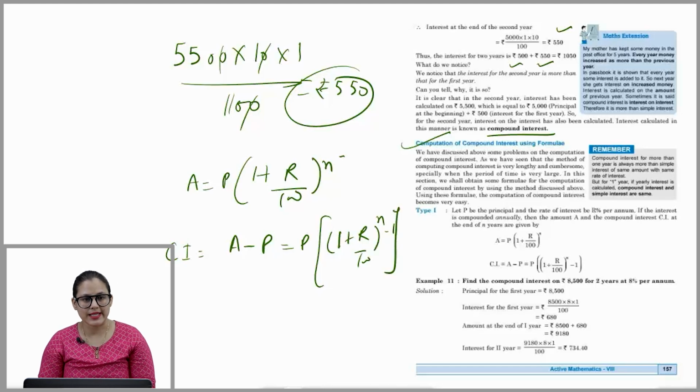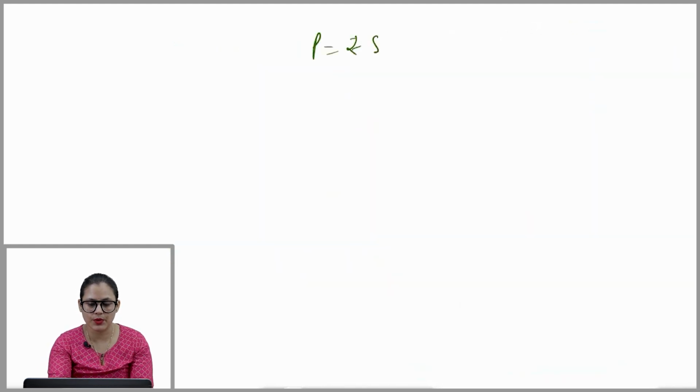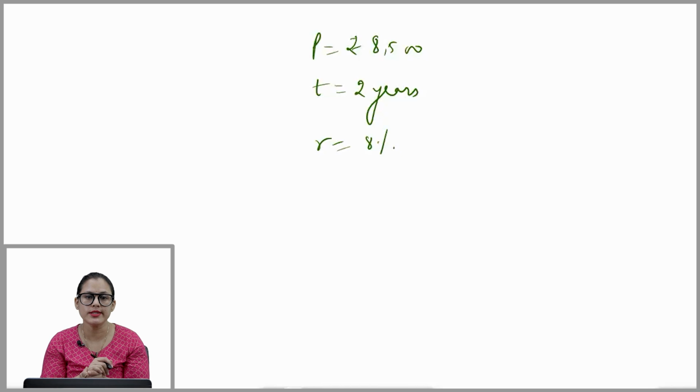So let's do this example 11. Find the compound interest on rupees 8,500 for 2 years at 8% per annum. First we will find the principal for the first year. This is the principal for first year. We'll find the interest for the first year. Okay, let's do it. Principal is rupees 8,500. Time is how much? 2 years, and rate is 8% per annum. Okay, for 2 years. So first we will find the interest for the first year.